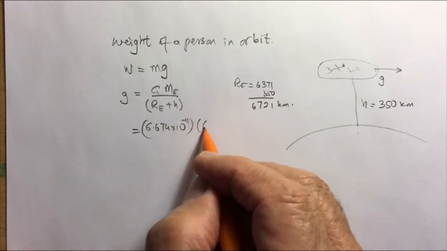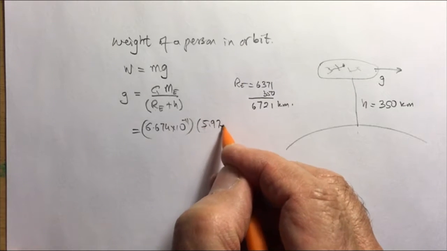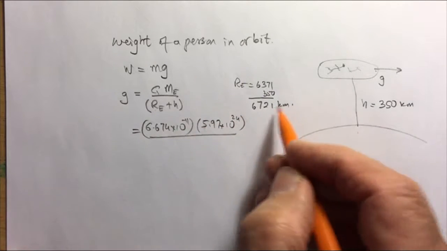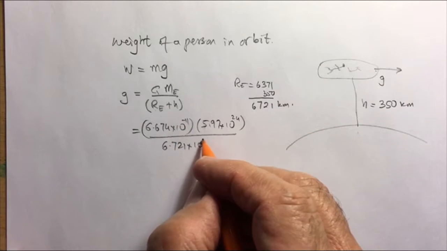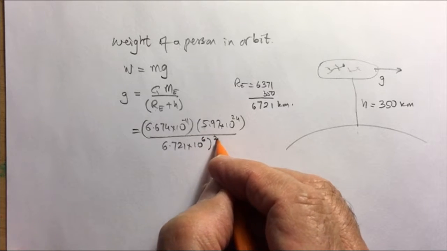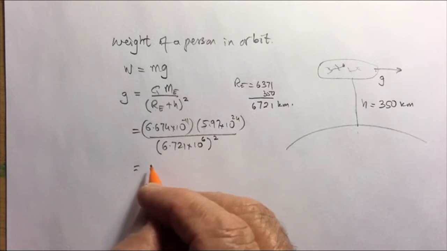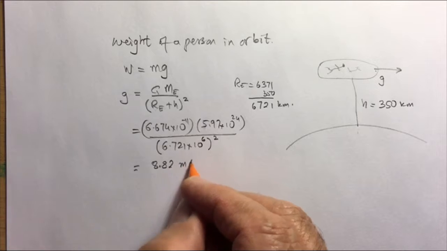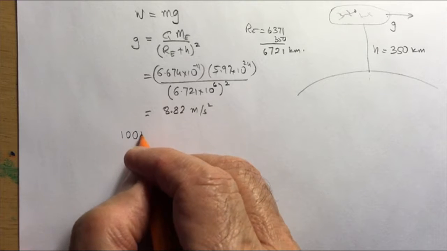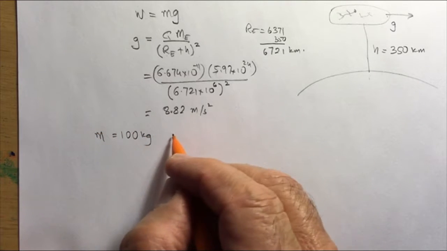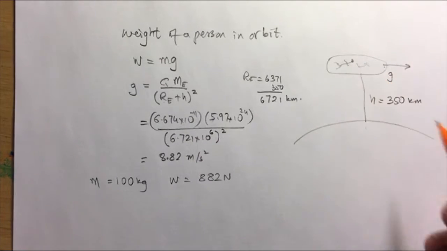So if we plug in these numbers, the value of G, 6.674 into 10 to the power minus 11, the mass of the Earth, 5.97 into 10 to the power 24, over 6.721 into 10 to the power 3, converted to meters, squared. This gives us a value of 8.82 meters per second square. So if the person had a mass of, for example, 100 kilograms, then the weight of the person would be 882 newtons when he's in the space station.